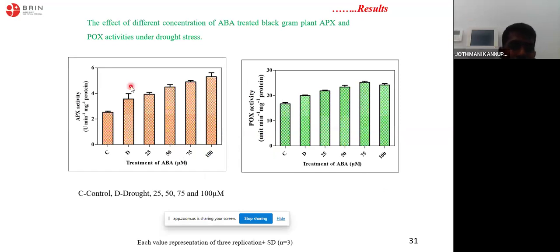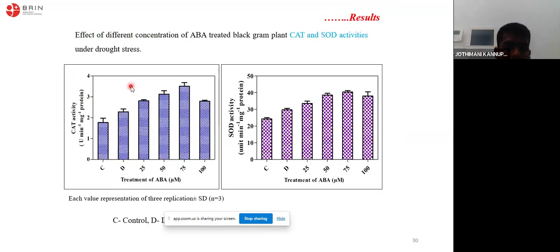This slide shows the effect of drought stress on antioxidant enzymes such as catalase, SOD, peroxidase, and APX, with different concentrations of ABA treatment. The catalase and SOD activity increased with increasing ABA concentration. The highest antioxidant enzyme activity was recorded in 75 micromolar ABA treated black gram plants.